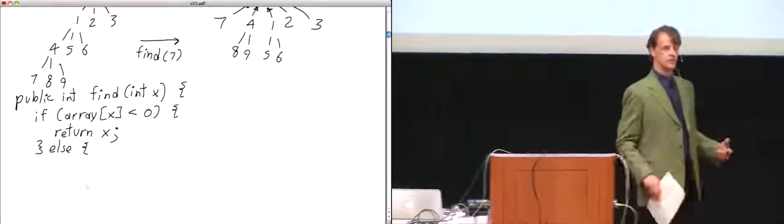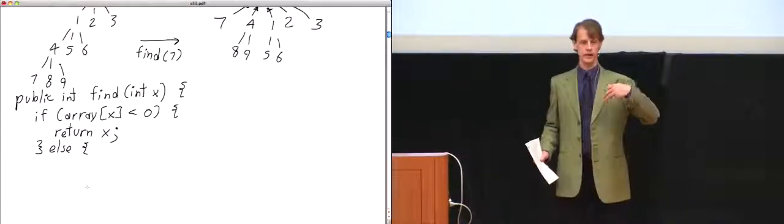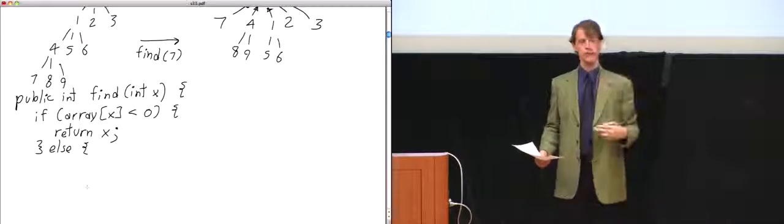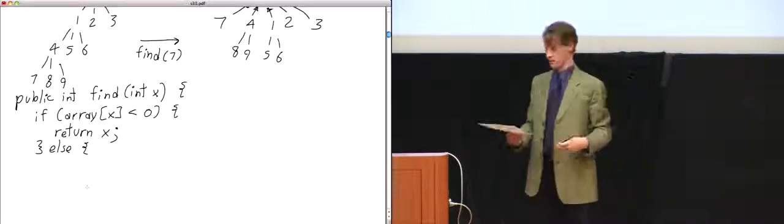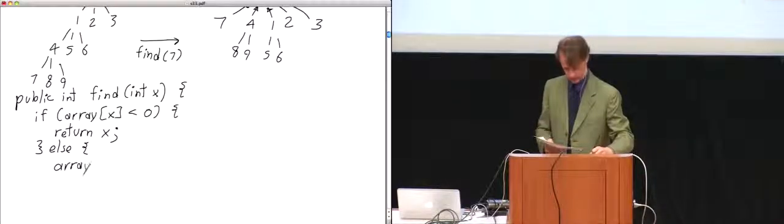Otherwise, if this is not the root of a tree, then I want to call find recursively on my parent, and that will return a value, which is the root of the tree. And I will store that as my new parent immediately.